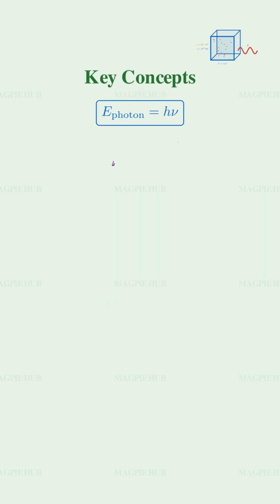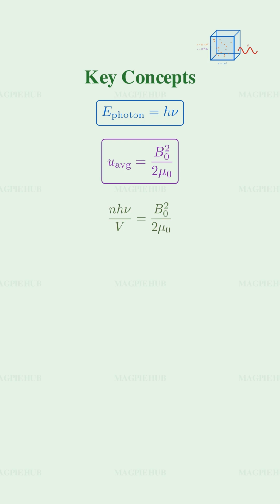The key concepts. First, the energy of a single photon is E equals h times nu, where h is Planck's constant and nu is the frequency. Second, for an electromagnetic wave, the time-averaged energy density is given by U equals B naught squared divided by 2 mu naught, where B naught is the amplitude of the magnetic field and mu naught is the permeability of free space. We equate the total photon energy per unit volume to this average energy density, then solve for B naught.